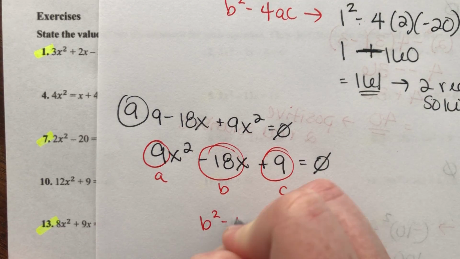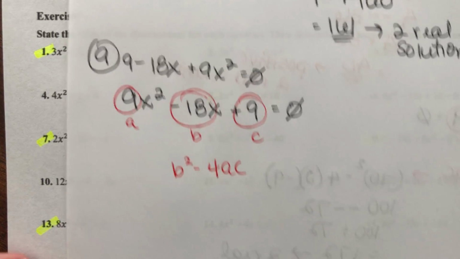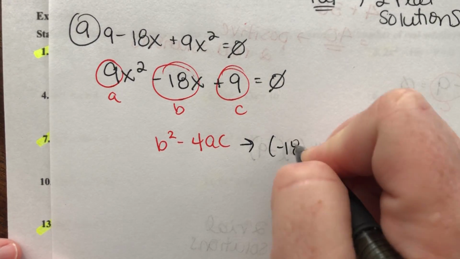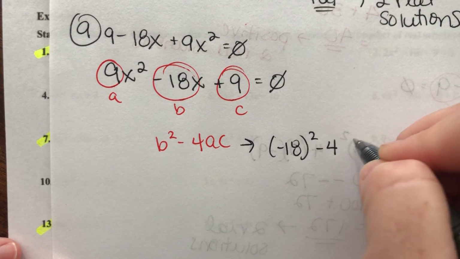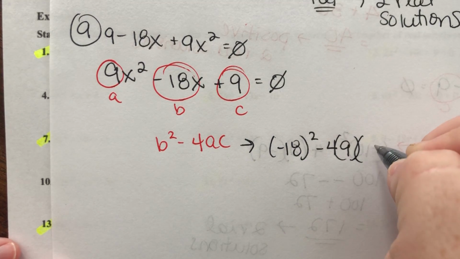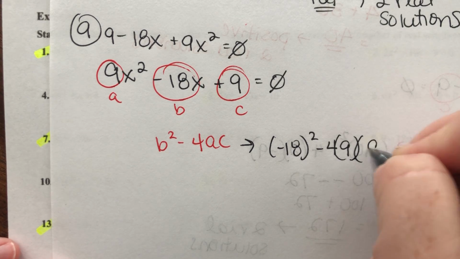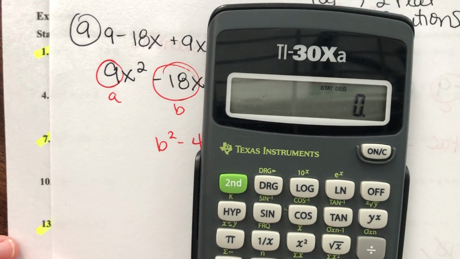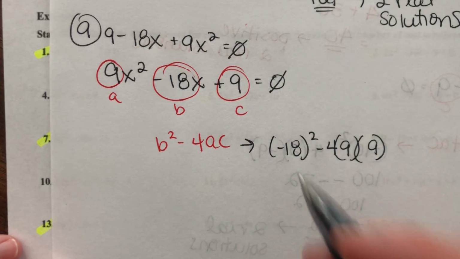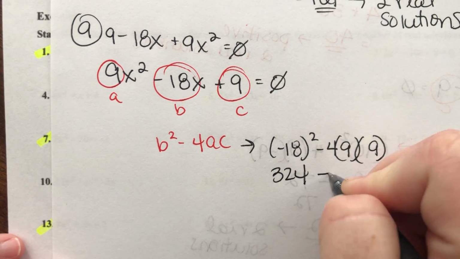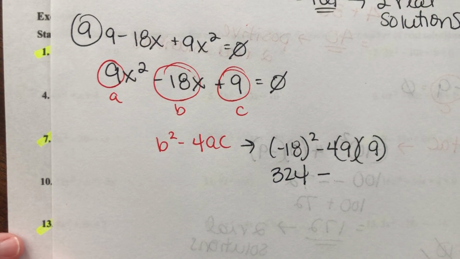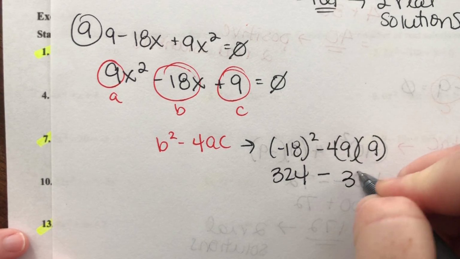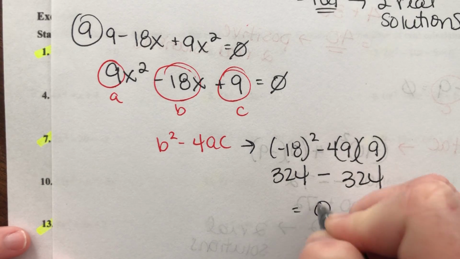So I got b squared minus 4ac. I'm going to plug in b squared. That's negative 18 squared minus 4 times 9 times 9. Okay, so negative 18 squared. 18 squared is 324. Minus 4 times 9 is 36. 36 times 9 is 324, and so I get 0.